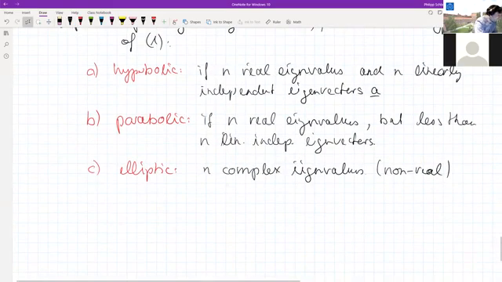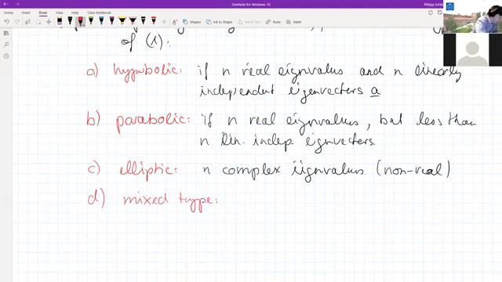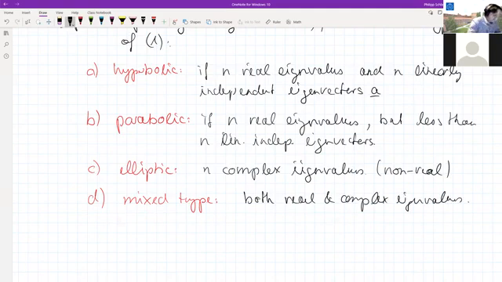And of course, the world is not always so easy. So there is also something that's called a mixed type. And that is typically the case when we have both real and complex eigenvalues. But even if the equation is of mixed type, you can still identify certain aspects of the solution that have kind of a hyperbolic character, other parts that have a parabolic or elliptic character.